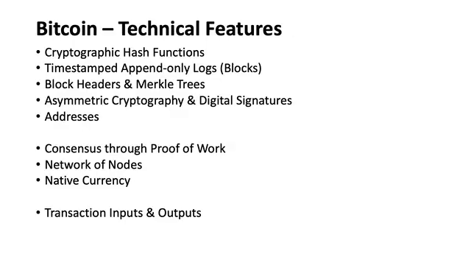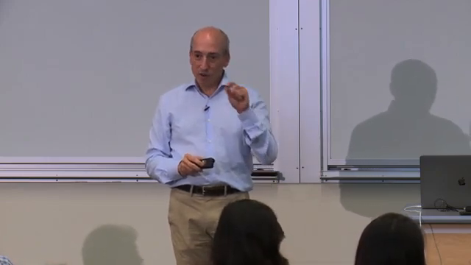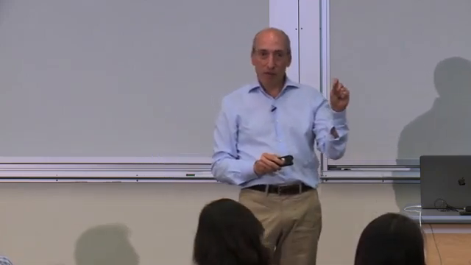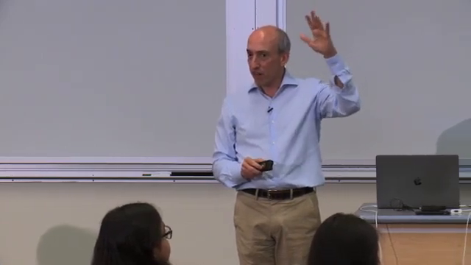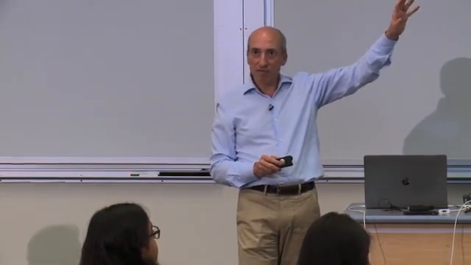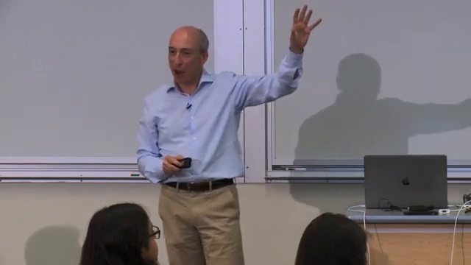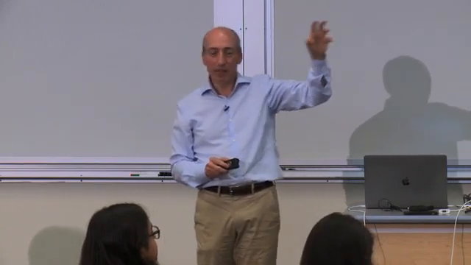And then there's the transaction inputs and outputs. Think about a check, who signs it, where you move money. There's something called the unspent transaction ledger. So this is the ledger part. When I think of the technology, I think of cryptography, which is kind of all that stuff at the top, which we're going to discuss today.